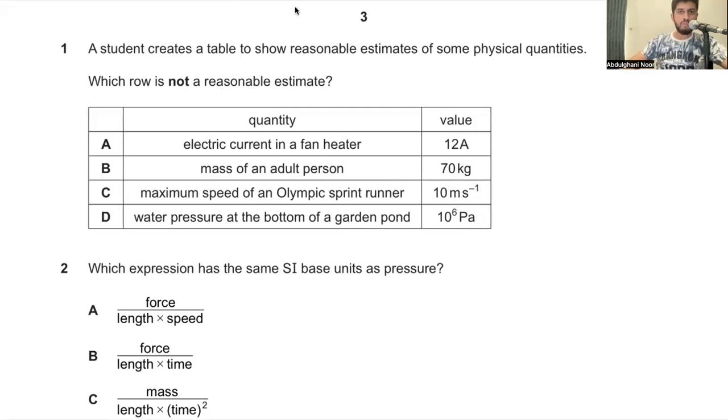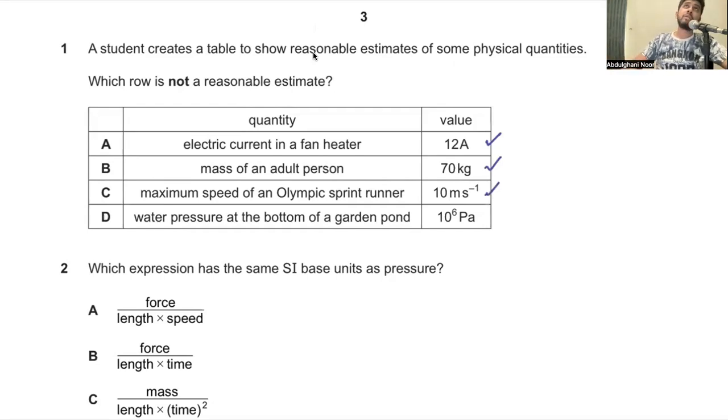So since it draws more power, the current is around 12 amperes. So this is a reasonable estimate. They're asking which one is not a reasonable estimate. Mass of an adult person, something that's pretty simple, 70 kg. That's a reasonable estimate for the mass, 70, 75 kg. Maximum speed of an Olympic sprint runner, that is 10 meters per second.